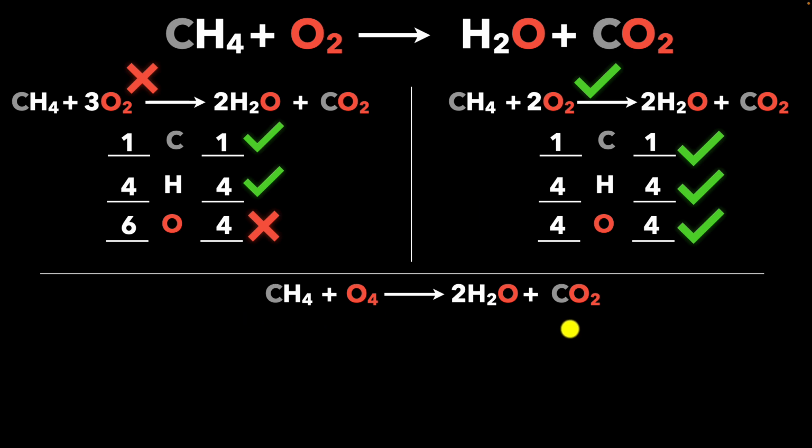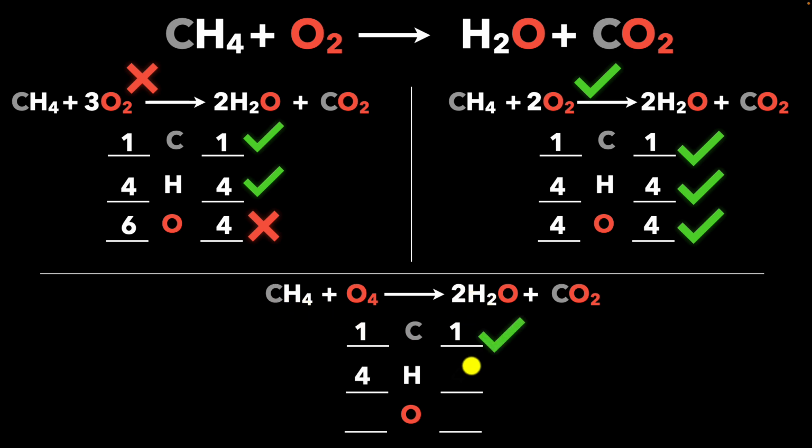Okay, what about last one? Well, let's see. Again, carbon. 1 on the left, 1 on the right. This is good. Hydrogen, we have 1 times 4 on the left, 2 times 2, 4 on the right, which is also good. What about oxygen? Well, we have 1 times 4 on the left, and we have 2 times 1 is 2, and 1 times 2 is 2. 2 plus 2, 4 on the right. This is also, wait, what? Is this also correct? So this is also balanced?